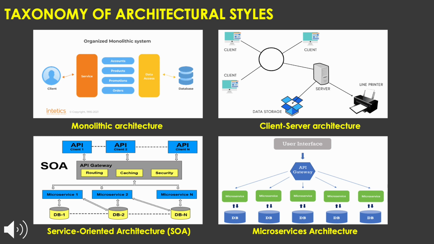These four architectural styles represent different levels of abstraction and complexity, and each has its own strengths and weaknesses. Choosing the right architectural style for a software system depends on factors such as the system requirements, development team expertise, and the long-term goals of the system.